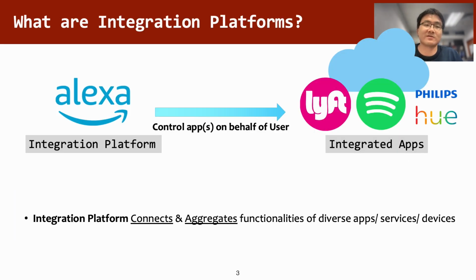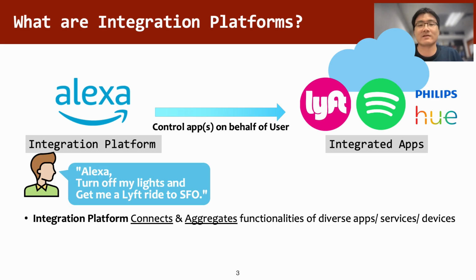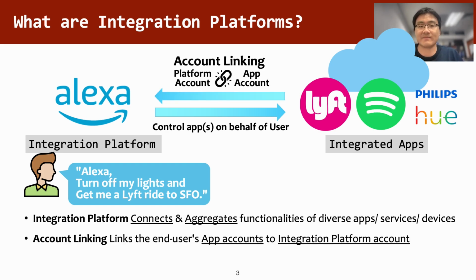So integration platforms are all-in-one platforms that connect and aggregate the functionalities of diverse apps or services on the internet, and even Wi-Fi connected IoT devices. For example, you can ask the platform Alexa to turn off your smart bulbs and then get a ride with Lyft to the airport. But in this example, since you're communicating through Alexa, the Lyft server must somehow figure out which Lyft account is requesting the ride. So that's how account linking comes into play.